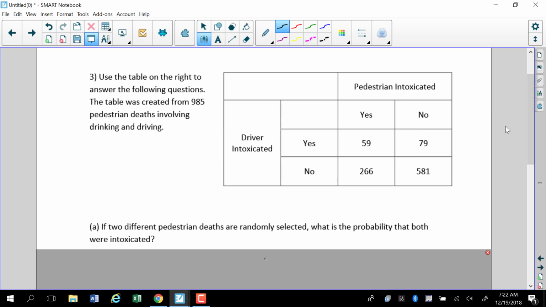All right, so this problem is based off of a graph. So we're not going to be using the numbers in the problem; you're going to have to use a graph to get the answer. What's the probability if 2 different pedestrian deaths are randomly selected that both are intoxicated? So what's the probability that the first one and the second one are intoxicated? This is going to be a multiplication situation.